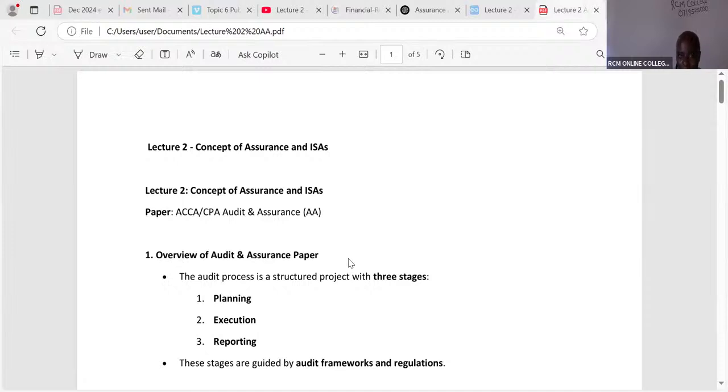Because if I go to the hotel and then the hotel people are not cooperative, they're not able to give me information, then I will be able to come and say that I was not able to form an opinion. So I disclaim. It's called a disclaimer. I'll be able to look at that.